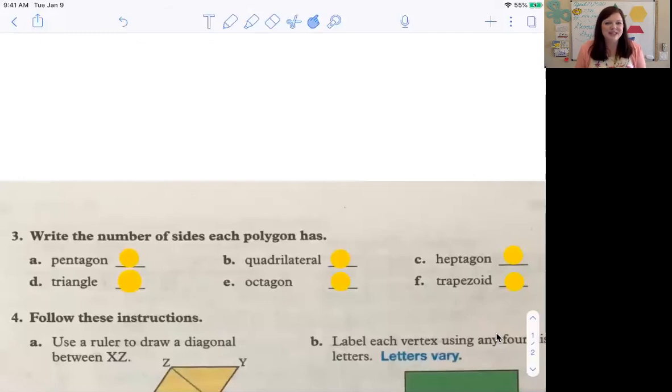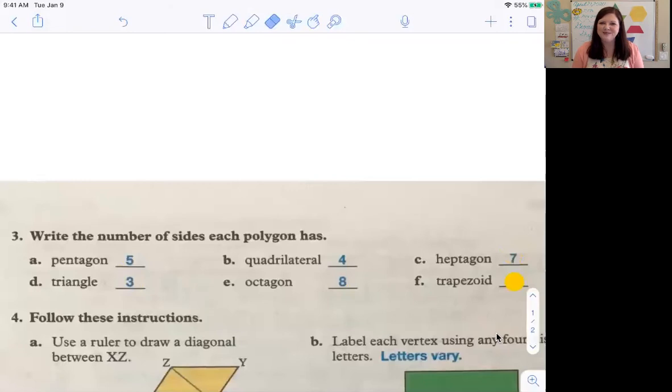Let's check section 3 together. A, a pentagon has how many sides? 5. Pent, 5. Letter B, quadrilateral. Quad means 4. Heptagon, hept, 7. Triangle, 3. Think about a tricycle. A tricycle has 3 wheels. A triangle has 3 angles, and it also has 3 sides. Letter E, octagon, 8. Oct, 8.